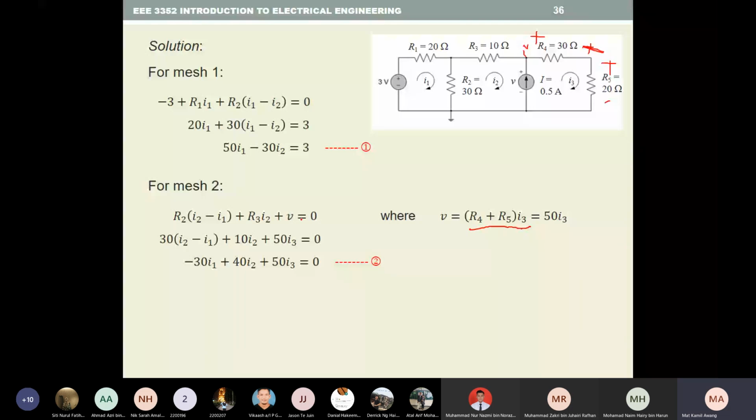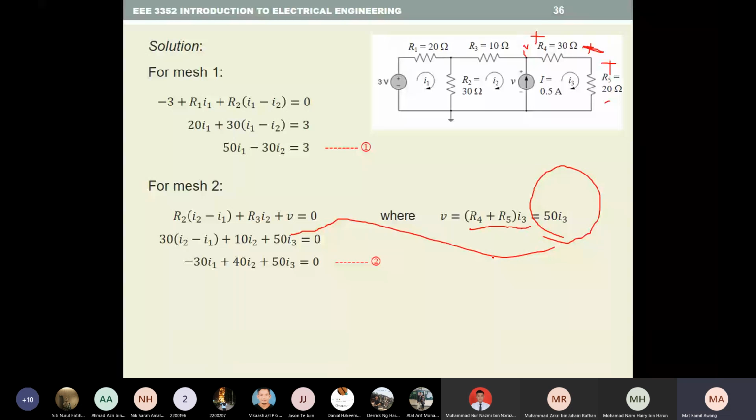So you get this. Okay. So R2 you substitute with the value of 30, R3 with the value of 10. So you rearrange the equation, you get minus 30 I1 plus 40 I2 plus 50 I3 equal to 0. Okay. That is mesh 2.